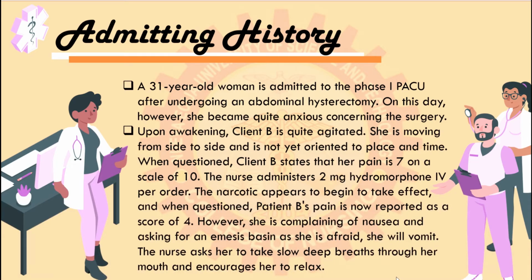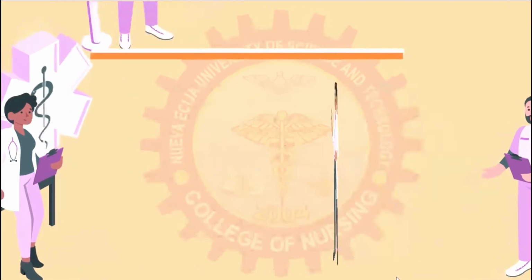The narcotic appears to begin to take effect, and when questioned, Client B's pain is now reported as a score of 4. However, she is complaining of nausea and asking for an emesis basin as she is afraid she will vomit. The nurse asks her to take slow, deep breaths through her mouth and encourages her to relax.